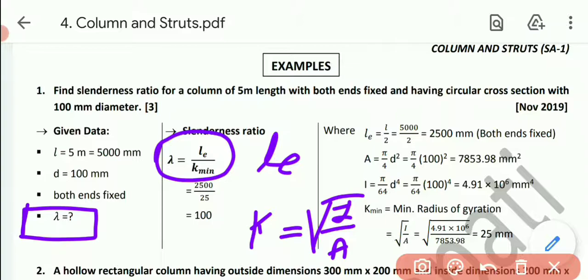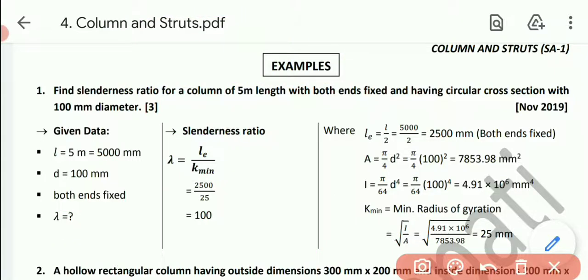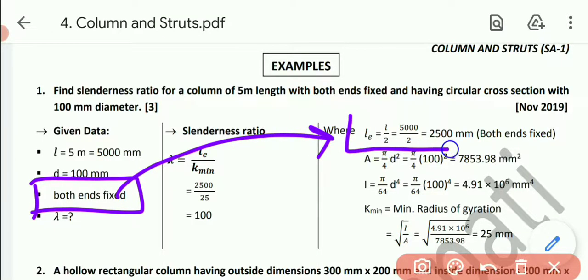So ultimately I will get three unknowns, LE, area and moment of inertia. These three are the unknowns which I need to calculate. Once I get all these three values, I can easily calculate lambda. So first of all, let's talk about the end condition. Both ends are fixed, given to us, so on the basis of that I can calculate LE.